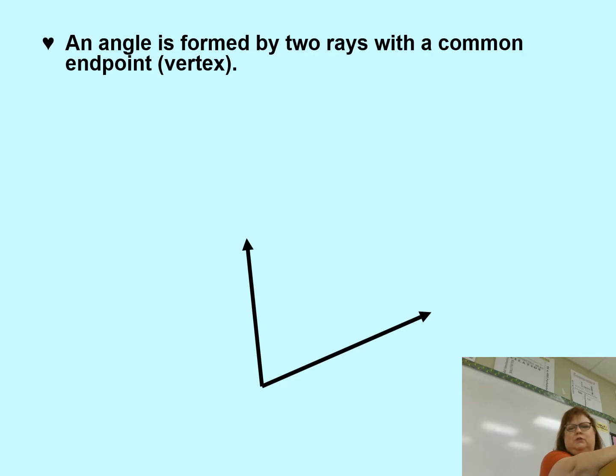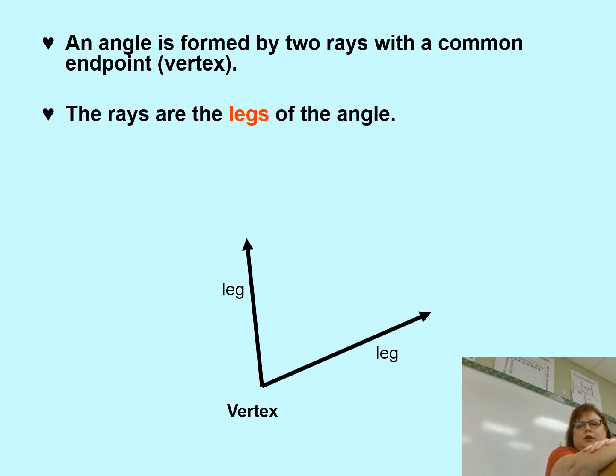All right, parts of an angle. An angle is formed by two rays that have an endpoint that they share. That endpoint is called the vertex. Anytime you see a corner, whether it's a rectangle or just a plane angle, any shape, if it's got a corner point, then that is a vertex of that angle right there. The rays are called legs, so the sides are the legs, and the vertex, of course, is the corner.